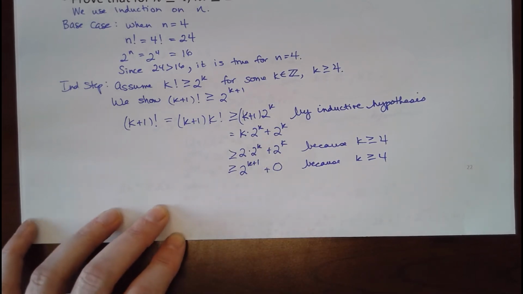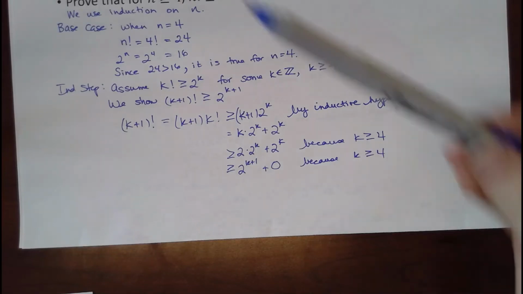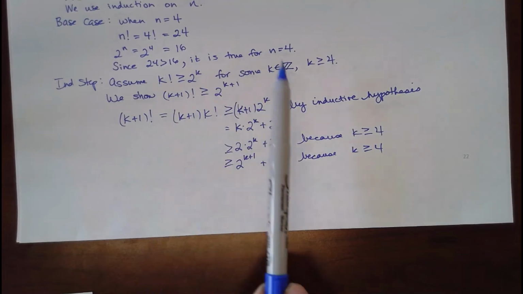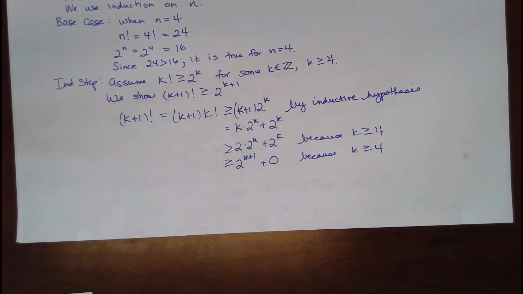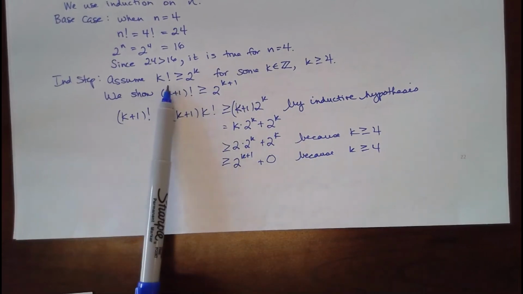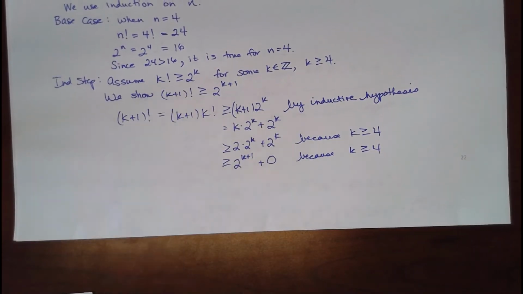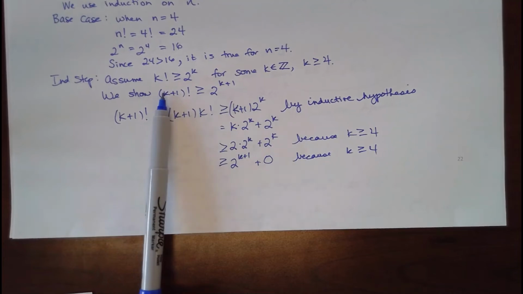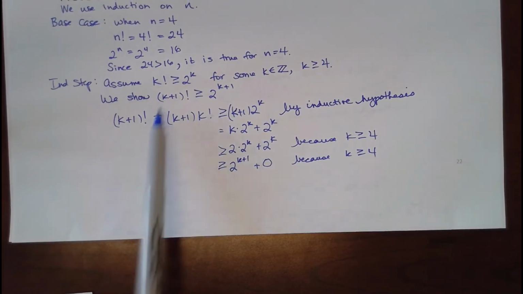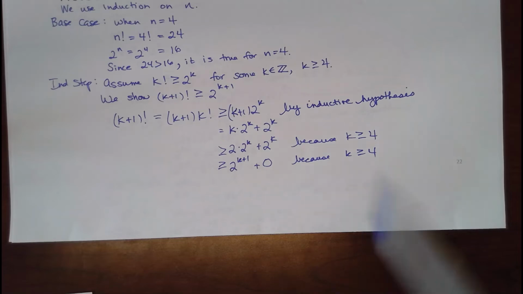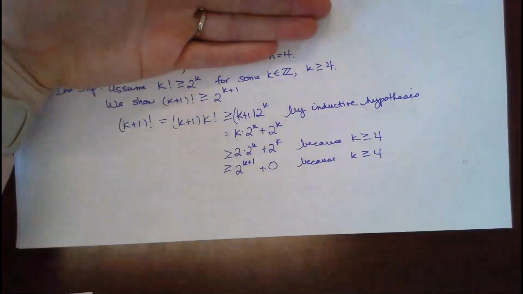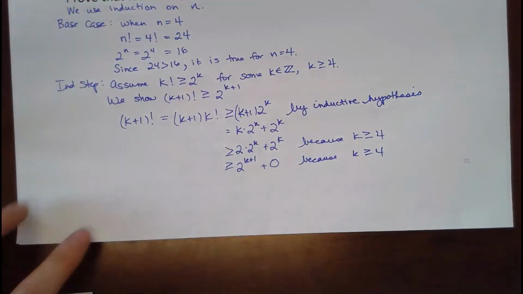And so I've shown it's true for 4. I showed that if it's true for any arbitrary k, then it's true for k plus 1. Remember what that means. If it's true for 4, this tells me it has to be true for 5. And then if it's true for 5, it has to be true for 6. And if it's true for 6, it has to be true for 7. And on and on it goes, right? So this starts the chain reaction, and this gets all of them. Without this, we would have nothing. This is very important.